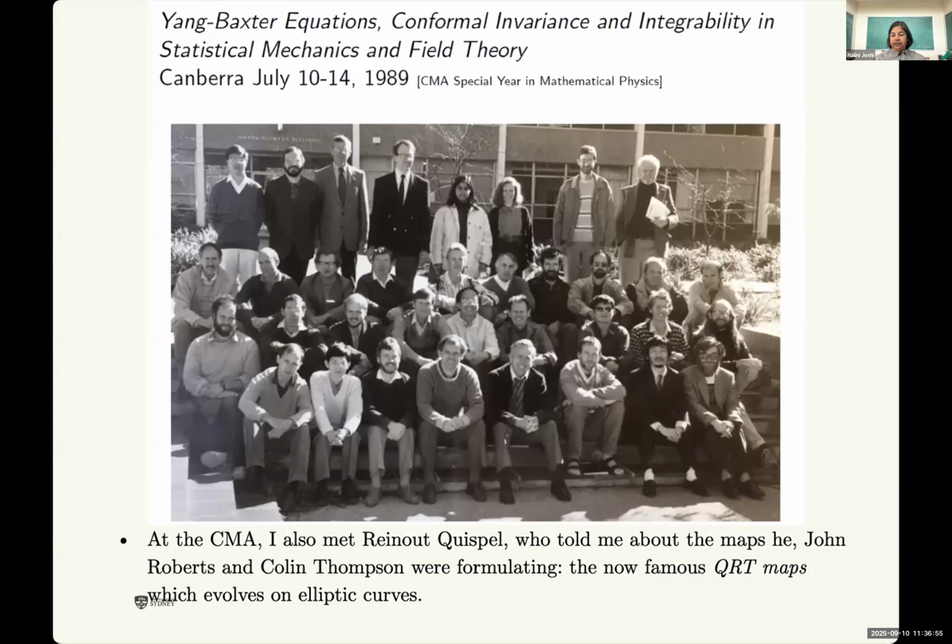So Reinhard Quispel, I remember, told me, because he was also at the ANU at the time, about the maps that he and John Roberts and Colin Thompson had discovered and were formulating in generality, which are now referred to by their initials as QRT maps. And they are fundamentally grounded in theorems that hold on elliptic curves. And I'll come back to that point of view in a little while.